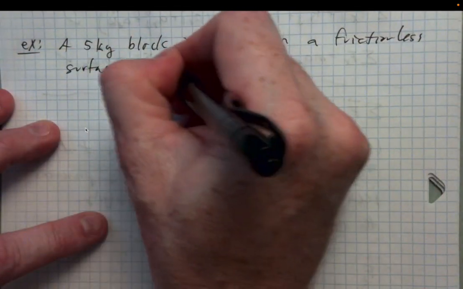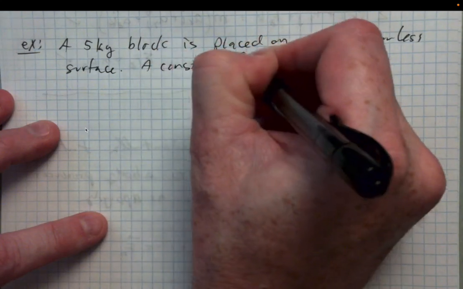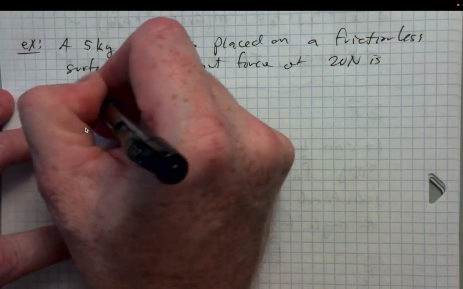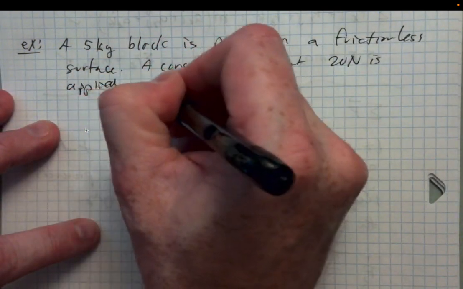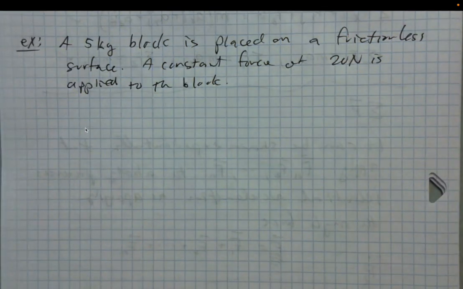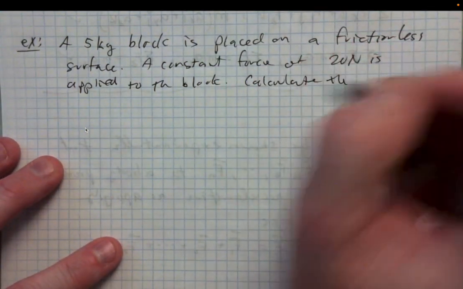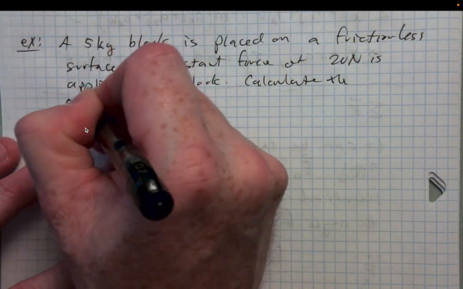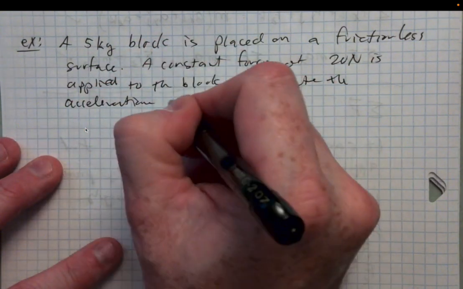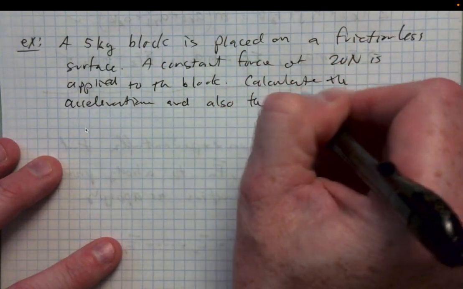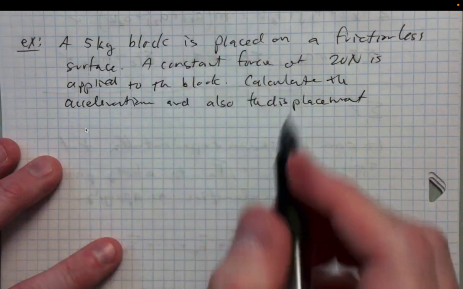A constant force of 20 newtons is applied to the block. So we've got just this block sitting on a frictionless surface, and we're going to push it with a force of 20 newtons. Let's say we want to calculate the acceleration and also the displacement after 4 seconds.